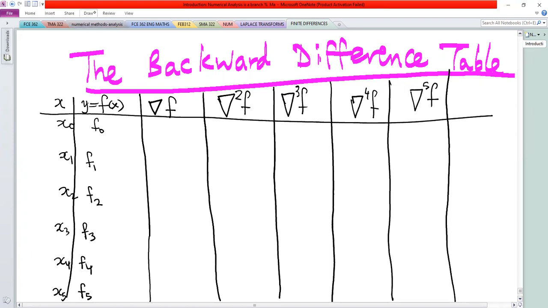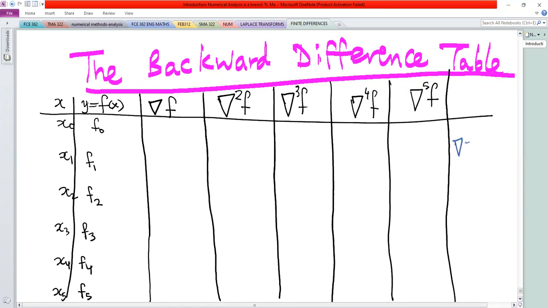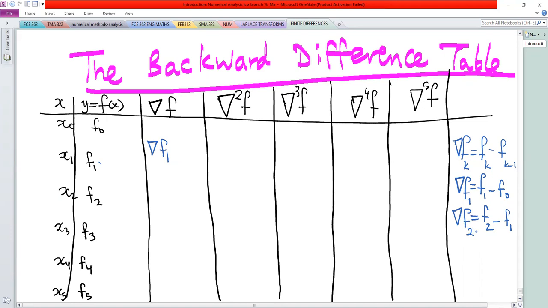So remember, all these things will come from the definition, that the backward difference of f sub k is f sub k minus f sub k minus 1. So if I have for this space here f1 minus f0, f1 minus f0 implies I'll be defining backward of f1. So the value of k is 1. And then this next space here, f2 minus f1, means the value of k is 2. So that will be defining the backward difference of f2.